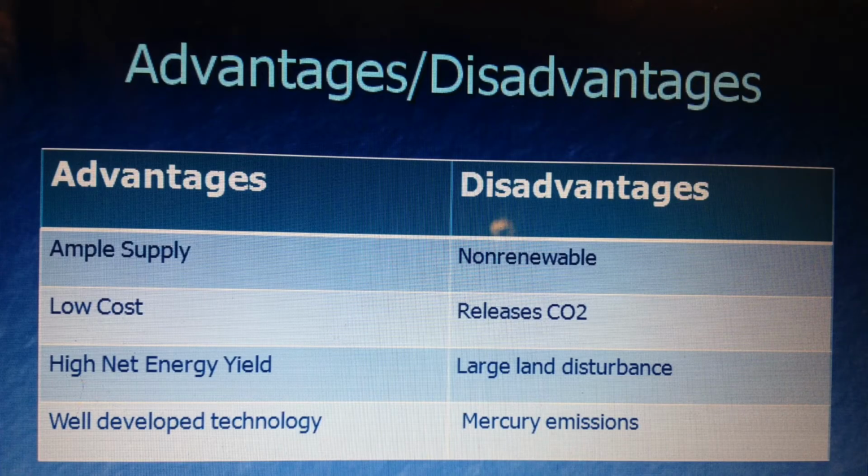Some disadvantages of coal are that it emits CO2 and is non-renewable, similar to oil. Here is a picture of the disadvantages and advantages. The United States has 25% of the world reserves, Russia 15%, India 13%, Australia 8%, and South America 7%.